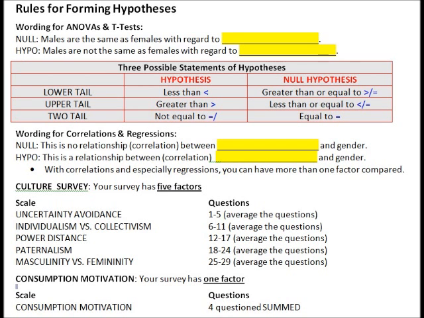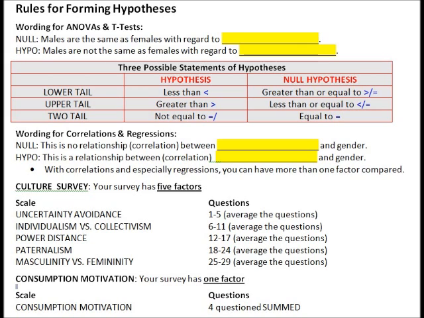Let's look back at Unit 4 tips number 3, rules for forming hypotheses. If you look exactly how I wrote out the hypotheses for ANOVAs and t-tests, you'll notice that all you have to do is fill in the blank. You fill in the blank with one of the factors on the list below: either uncertainty avoidance, individualism versus collectivism, power distance, paternalism, masculinity versus femininity, or consumption motivation.